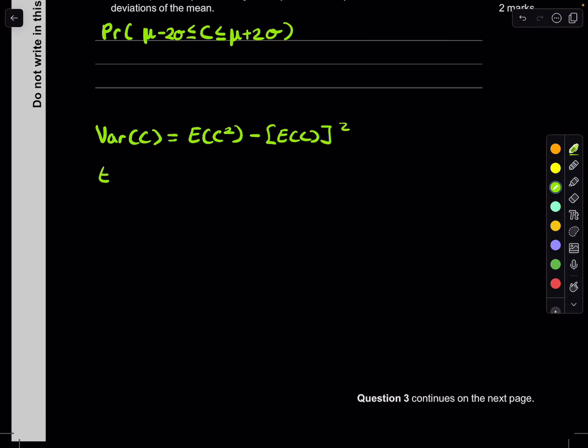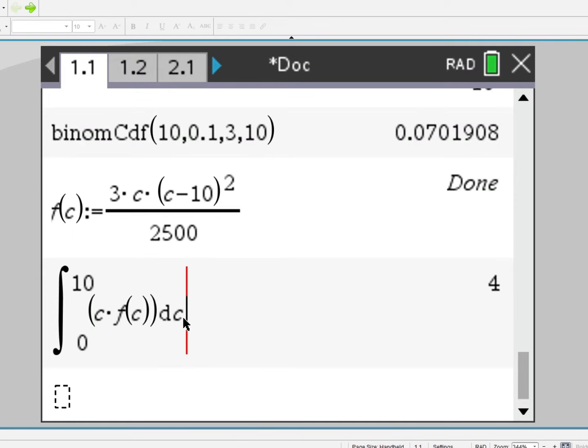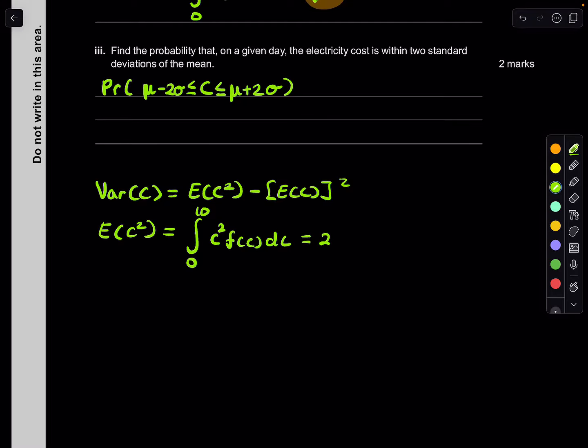Now to get the expected value of C squared, we have to integrate from 0 to 10. When we find the expected value, you multiply by C times f of C, dC. In this case, we have C squared, so we multiply by C squared. That will give me the expected value of C squared. So let's do that, just copy this and put a squared there. Done, 20. So let's write that down, 20.